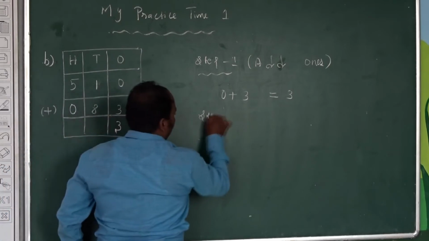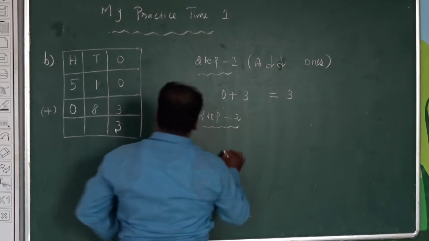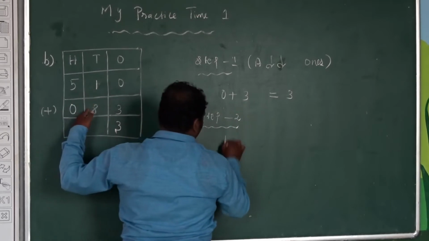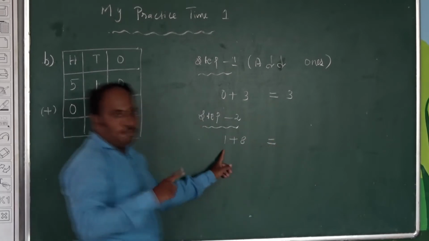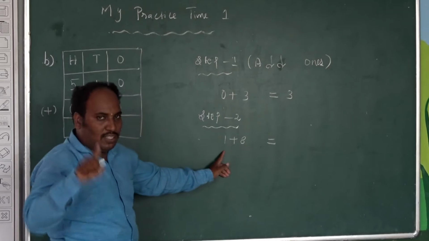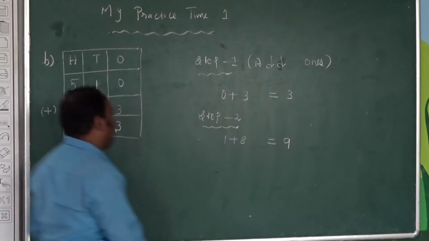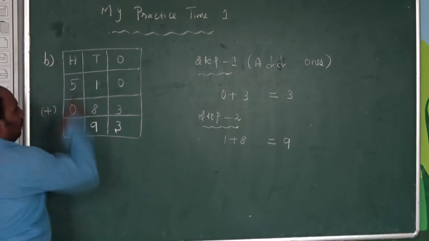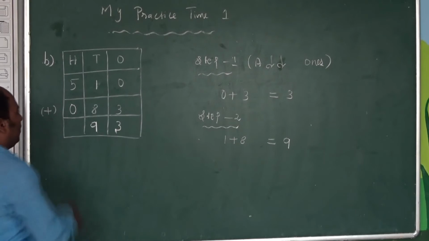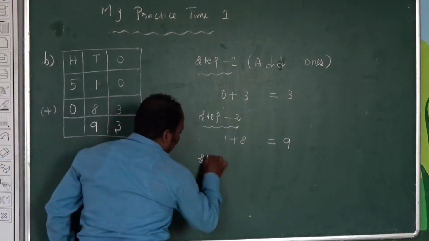Step 2. 1 plus 8 is equal to 9. So the number 9 is written in the tens place. The next, we add the hundreds place. Step 3.